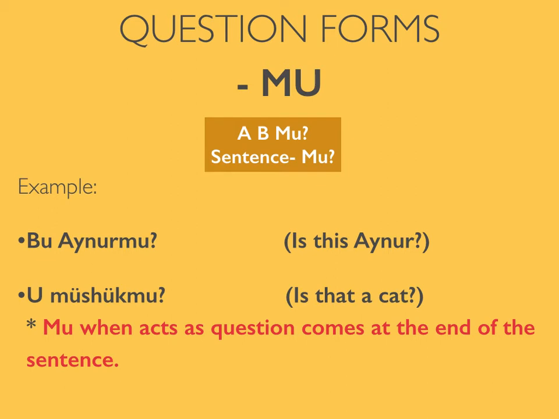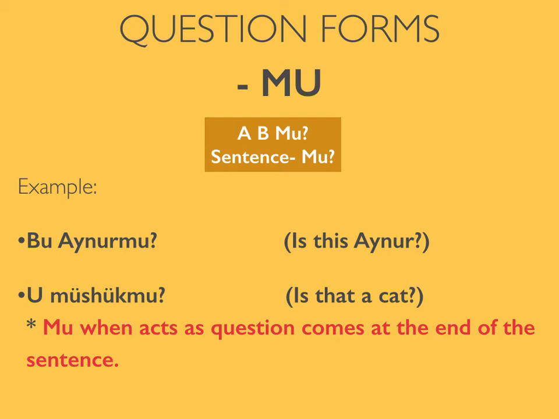But if you want to make a question, is this Aynur? Then you just have to add the question particle mu at the end. So A B mu. So, bu Aynur mu? Is this Aynur? And remember, if the declarative form is u müşük, that is a cat, then if you just add mu, it becomes, is that a cat? U müşük mu. So mu, when used as a question, comes at the end of the sentence. Remember this question particle, we're going to use it again because it's very interesting. In Turkish, they use it as, well, I'll talk about it.